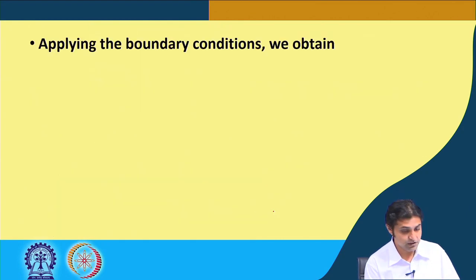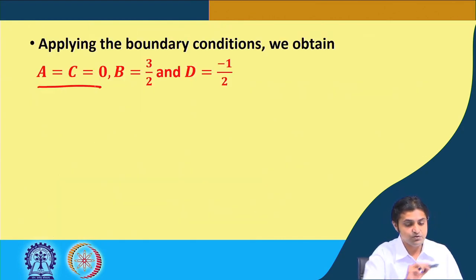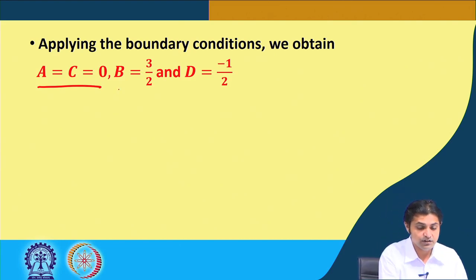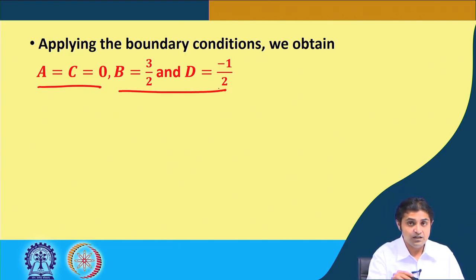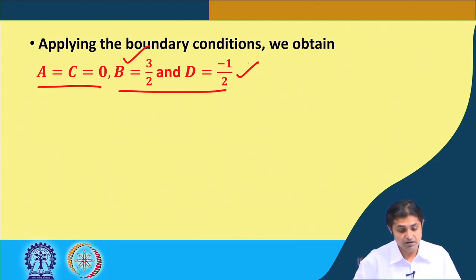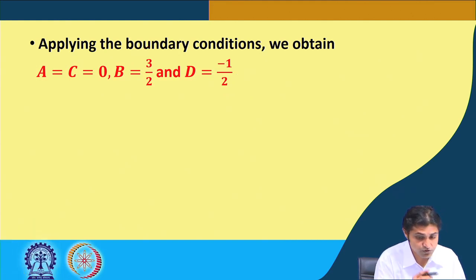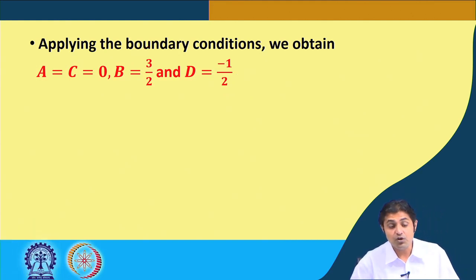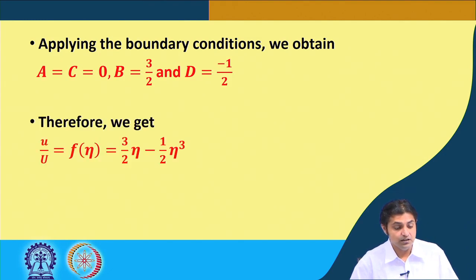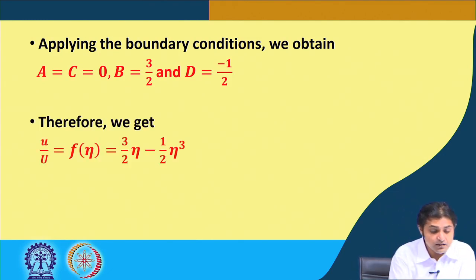So the first 2 conditions are going to give us a is equal to c is equal to 0, and substituting the third and fourth, the third one, where we have to differentiate once, will give us this condition. You can try this at home, and the fourth condition will give us d is equal to minus half. So those 4 boundary conditions are used to solve for these values of a, b, c and d. Therefore, we can simply write that u by capital U, which is the free stream velocity, is given by 3 by 2 eta minus half eta cube.